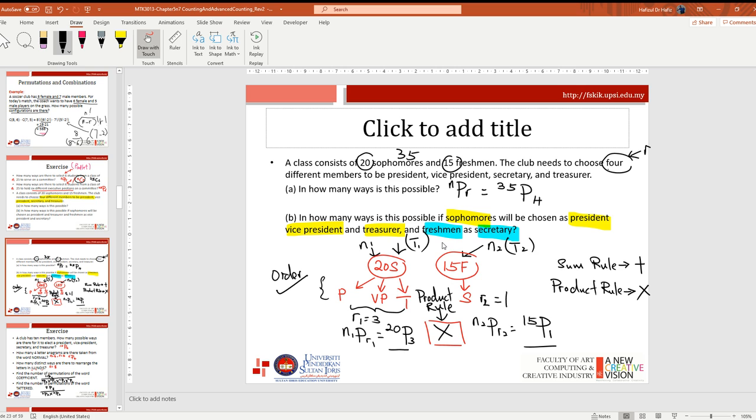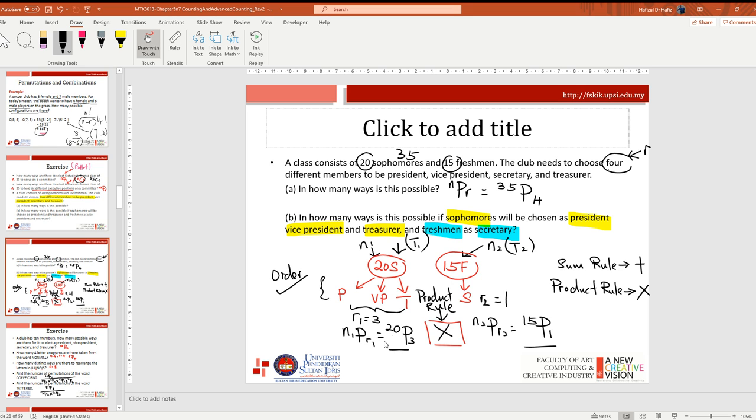This one is a class of 20 sophomores and 15 freshmen. Then the club needs to choose 4 different members to be the president, secretary, and treasurer. So we have permutation. We have 20 sophomores and 15 freshmen. You need to choose a president, vice president, and treasurer, and the freshman is for the secretary.